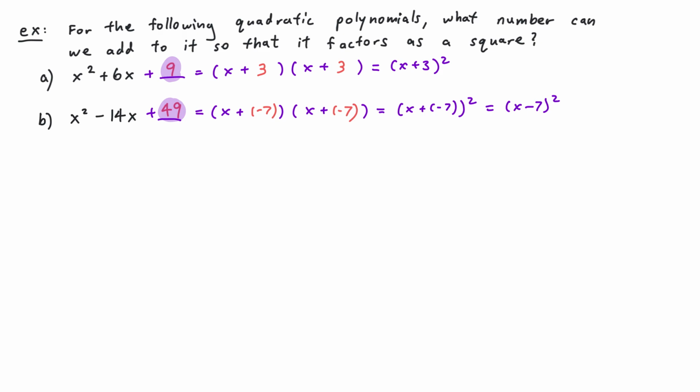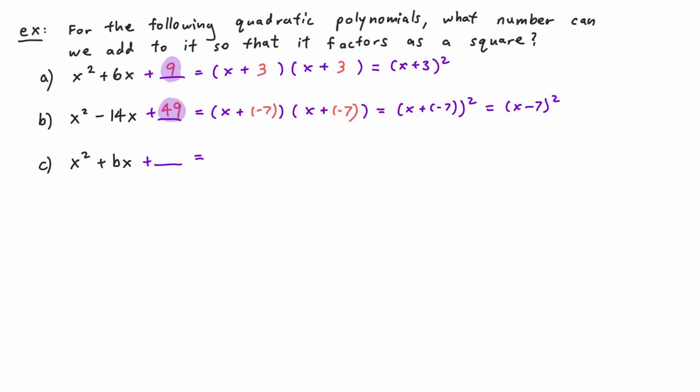Again, the process of adding this last number so that our quadratic factors as something squared is called completing the square. So let's try to figure out the general pattern here. In our third example, we're just going to have the quadratic x squared plus bx, where b is some unknown number. What we want to do is figure out a number that we can add on at the end so that it factors as a square.